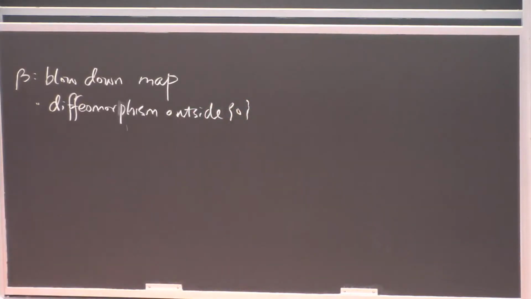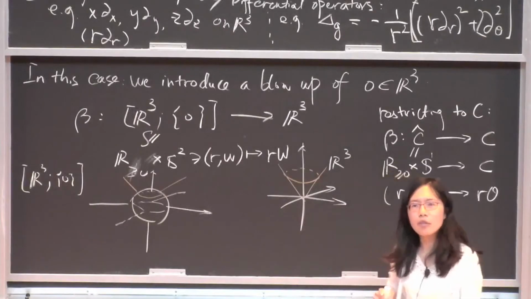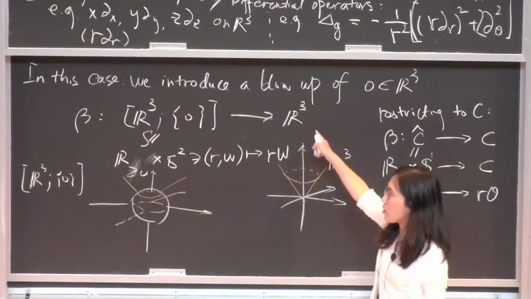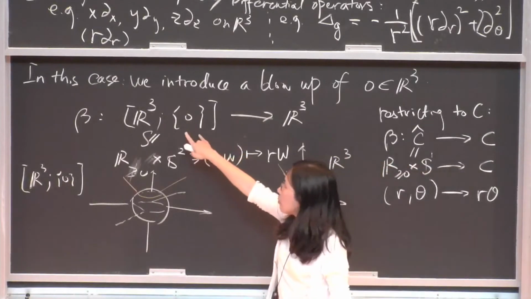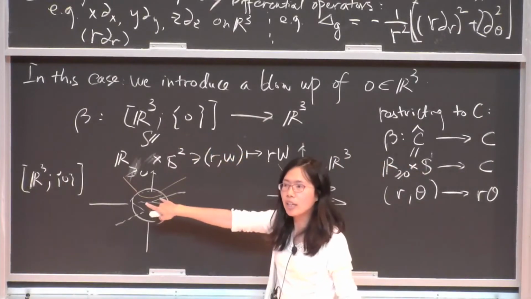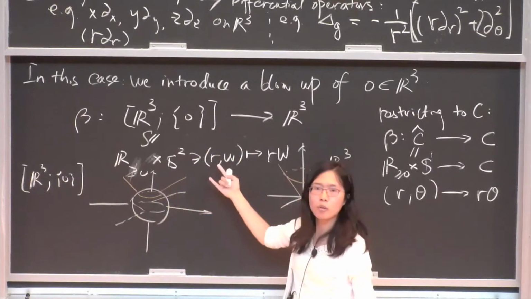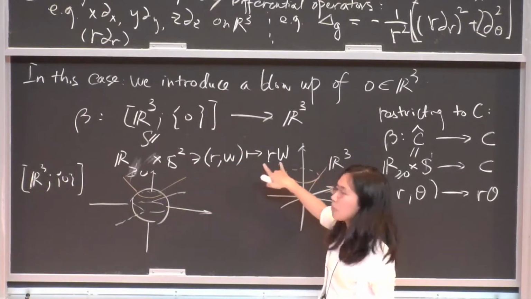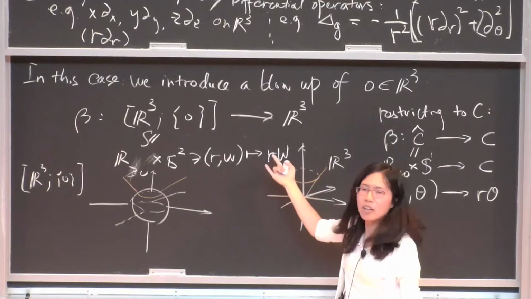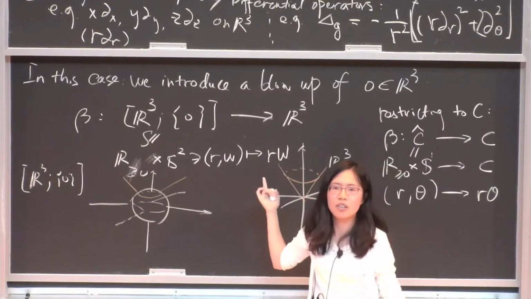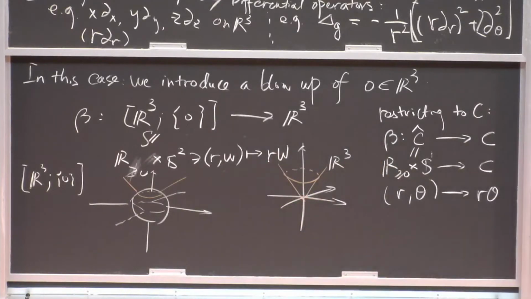Meaning that if we look at this map here, and if you take out 0 from R3, and you take out the pre-image of 0 here, which is the sphere, then what you see here is really a diffeomorphism, because if you take (r, omega) mapping to r omega, if r is not 0, then this map is just non-degenerate. Okay, so this is saying that this blow-up preserves information outside the singularity.